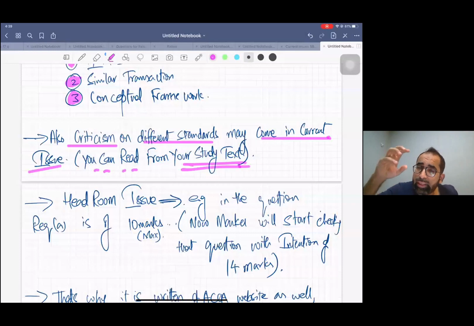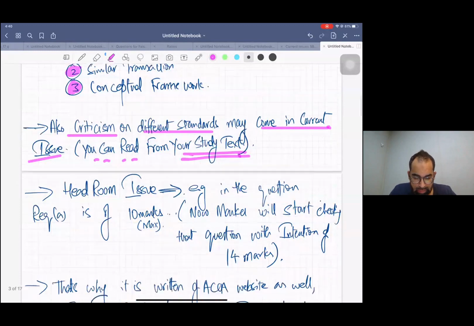In all accounting standards there are some weaknesses, and the examiner may ask you about the weaknesses anytime. So it's better you are prepared for these criticisms. They are available in the study text. You can have a look, to be on the safe side.